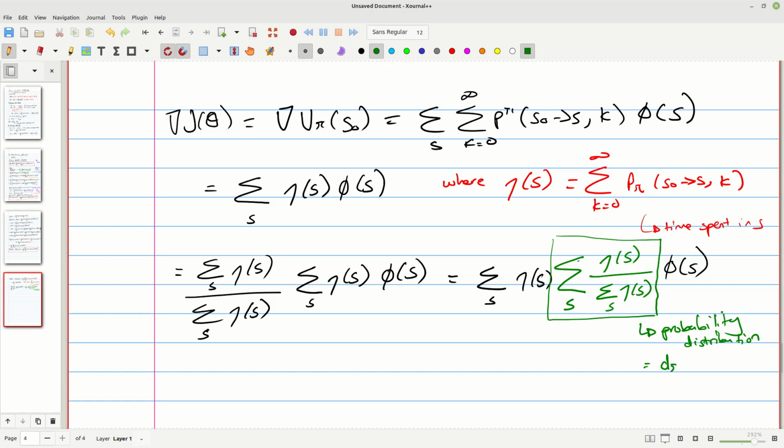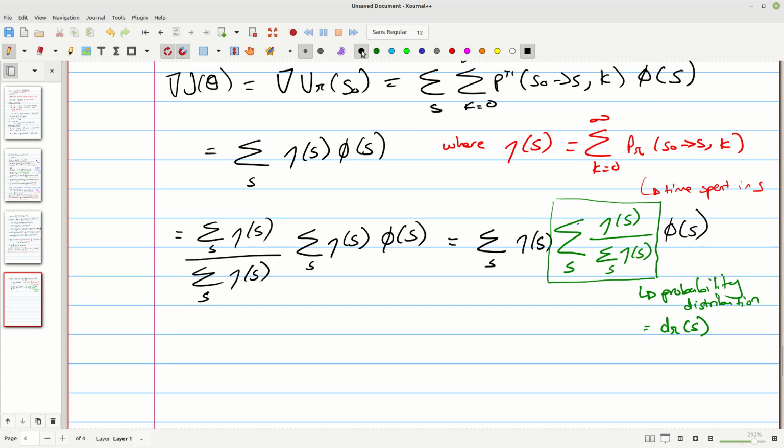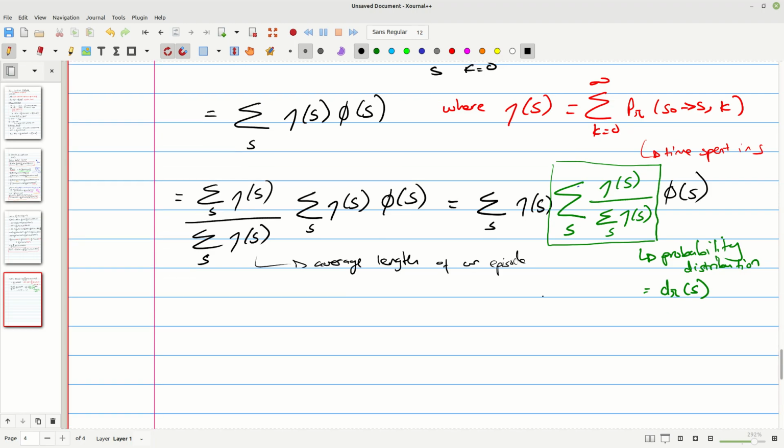Which we said we can denote by d pi of s, because it was just like how important each state is and so on. That's how we said we could denote that. And what we end up with is essentially indicating the average length of an episode. So this term, like we said, we can replace by d pi of s.